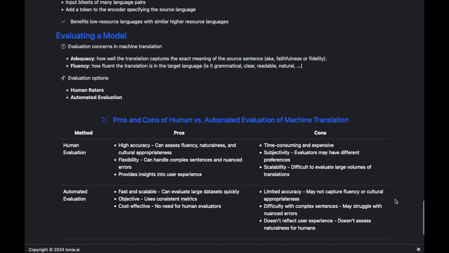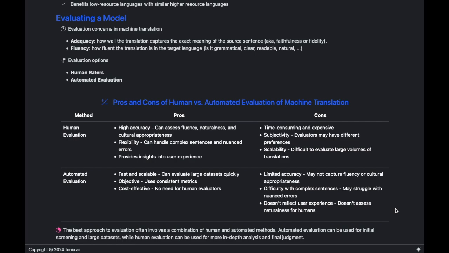Of course, there are also cons with automated evaluation. Limited accuracy, so automated techniques may not capture fluency or cultural appropriateness. Automated techniques may have difficulties with more complex sentences and struggle with nuanced errors. And of course, automated evaluation is not going to reflect user experience because the automated machine is not the end user, and so it doesn't really assess naturalness for humans, meaning how natural is that translation for a human to read and understand.